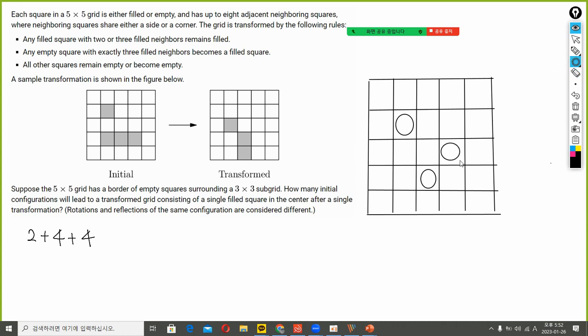Or we can make this type of three filled neighbors. Yep, still, these three filled squares will become empty after transformation. But the very center of the square will be filled because there are three filled neighbors. And then in this case, we can rotate this corner 4 times. So additional 4 is added.